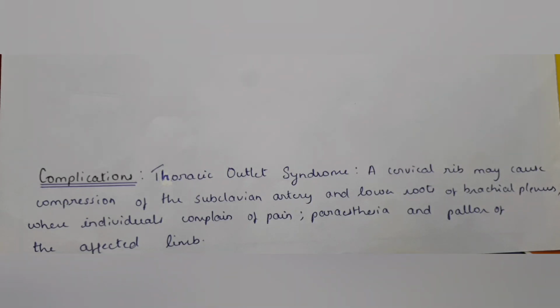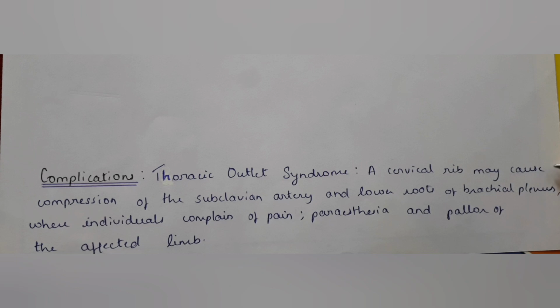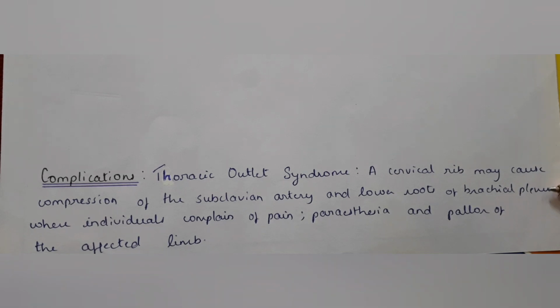Complications of the cervical rib include thoracic outlet syndrome, wherein a cervical rib may cause compression of the subclavian artery and the lower roots of the brachial plexus, where individuals complain of pain, paresthesia, and pallor of the affected limb.